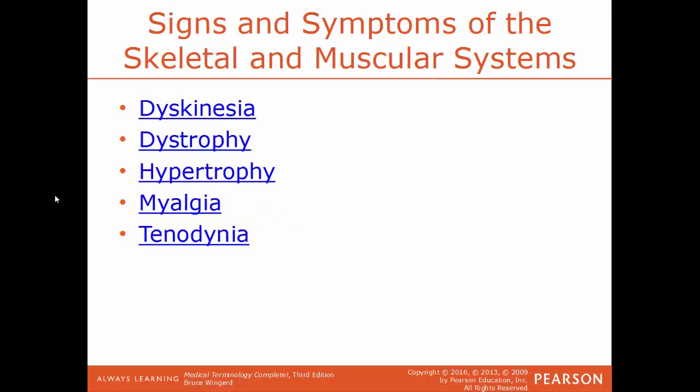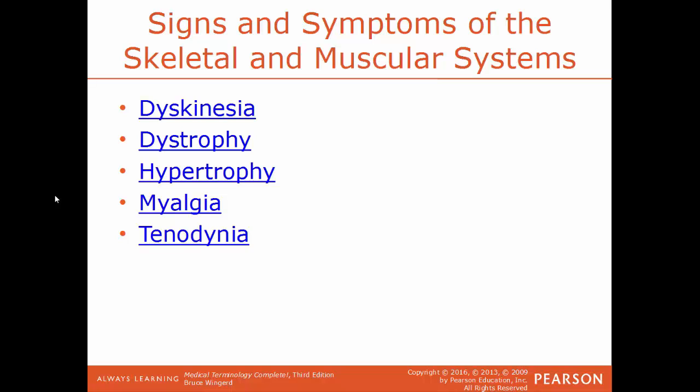The next one, dyskinesia, is an impairment of normal voluntary movements. Dystrophy is a disorder where an organ or a tissue will waste away due to the impaired nourishment of that tissue or of that organ. An example of this would be muscular dystrophy.